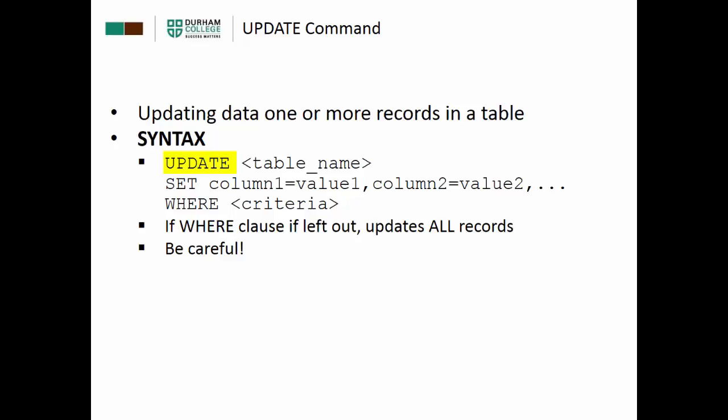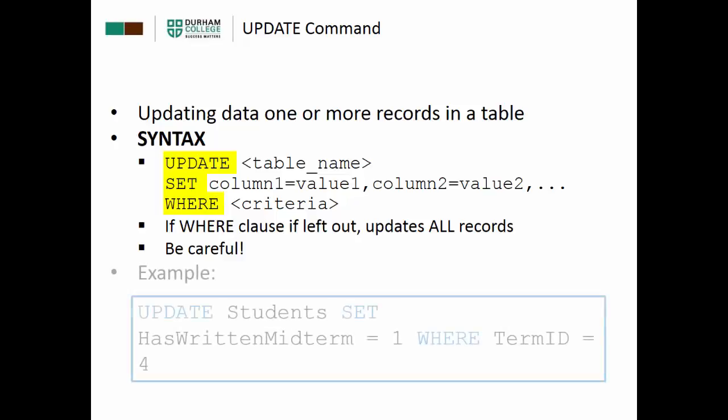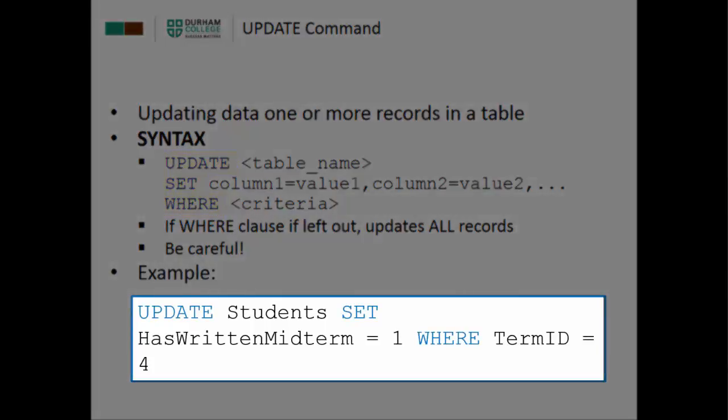You say update the table name. You set which values you want to change, as many as you want. And the where clause can be left out, but if you do that, then it updates every record, so be careful with that. This example is update students, set has written midterm 1, where term ID equals 4. So what this is saying is every student with a term ID of 4, we're going to say that they have written the midterm.